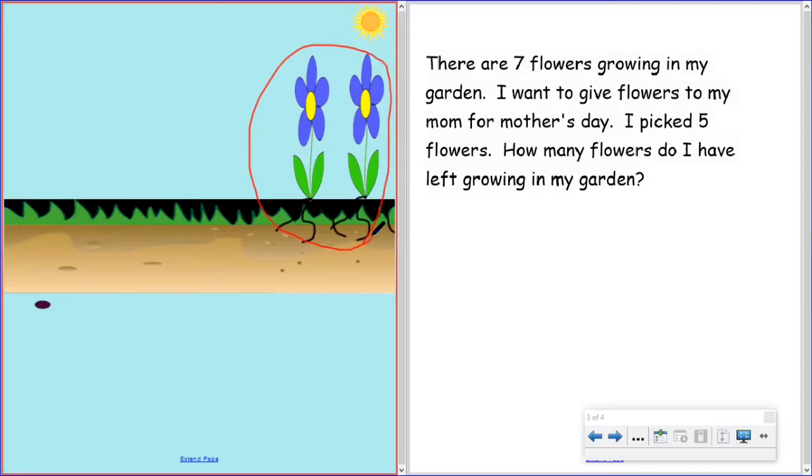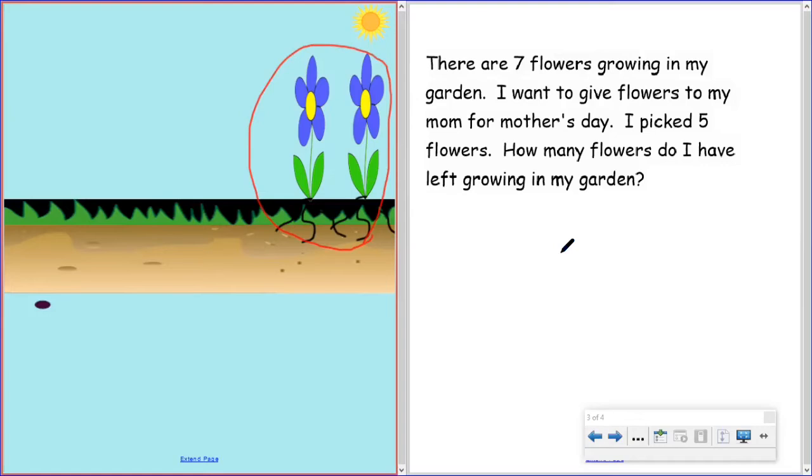And now remember, how many means we're going to count to get the amount. Let's count them. 1, 2. So how many flowers do I have left growing in my garden? I only have 2 flowers left growing in my garden.